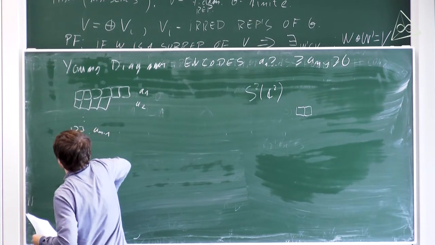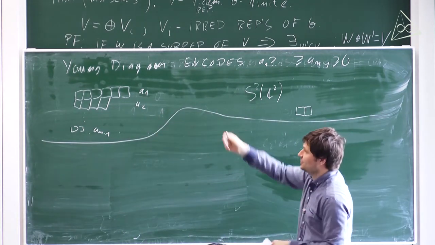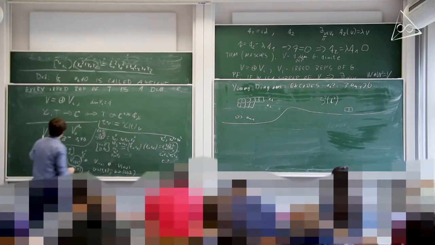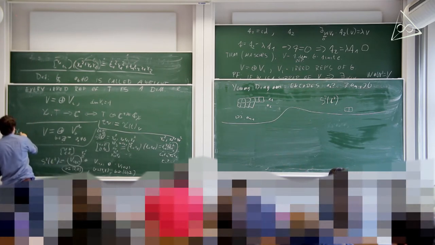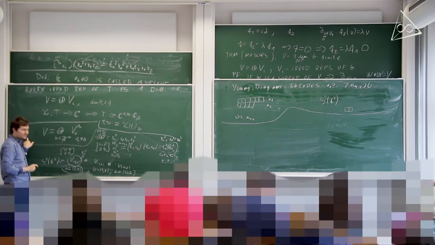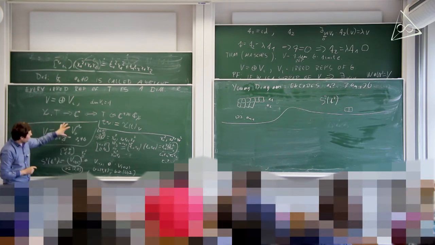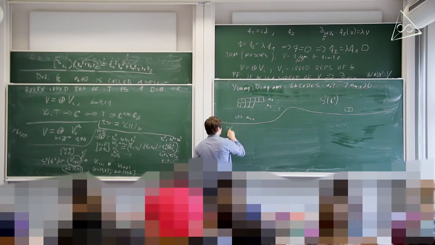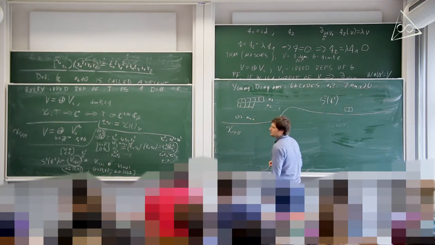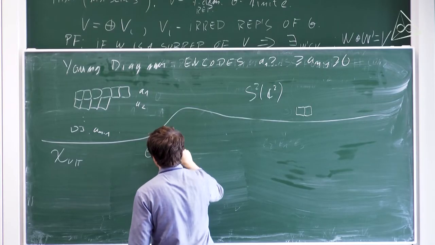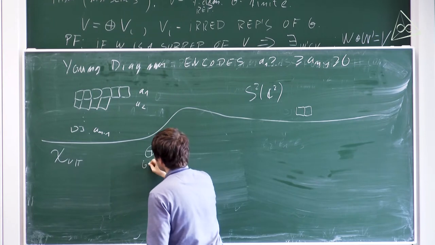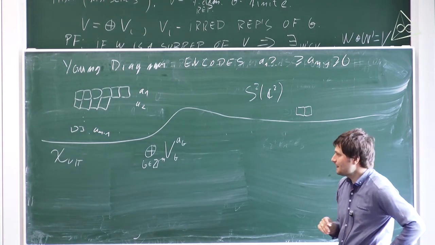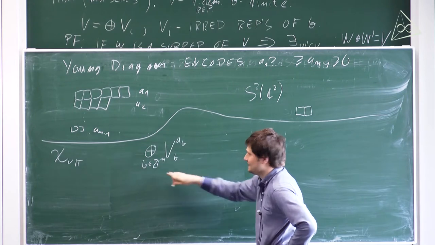Now, what about characters? How are the characters related to this story? Well, if we have this decomposition, remember that we want to see how the character acts when restricted to a torus. How can we say this in terms of this decomposition? When we look at the torus, if we know the decomposition, what is this character? How do the diagonal matrices act on this space, and what is the trace?